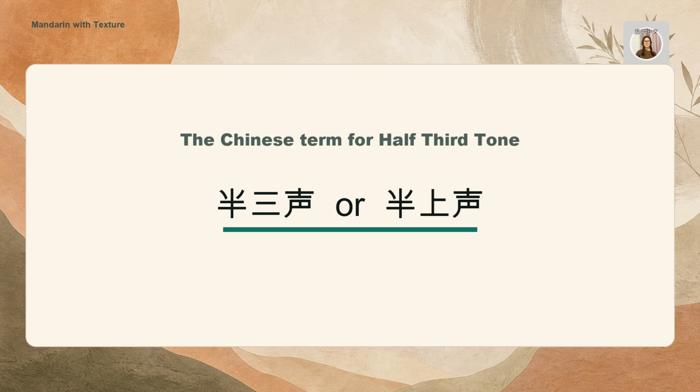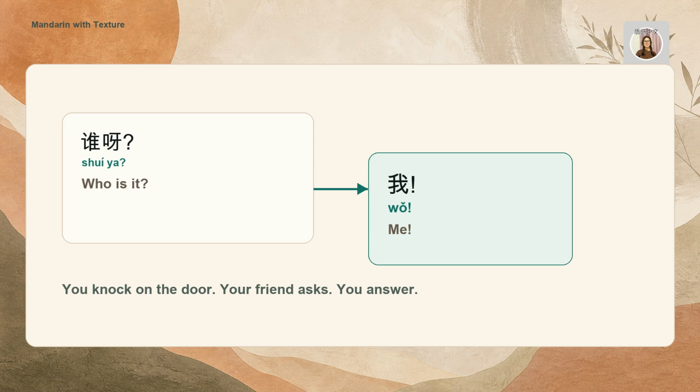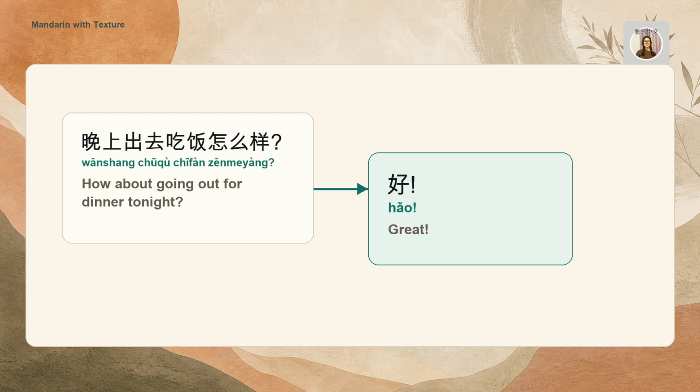So, when do we actually pronounce the full dipping third tone? Usually, only when the syllable stands alone, comes at the end of a sentence, or carries a strong emphasis. Then there is enough time and space for the full fall and rise. For example, if someone knocks on the door and asks, 谁呀? You can answer, 我. Or if someone asks, 晚上出去吃饭怎么样? You might answer with strong feeling, 好.